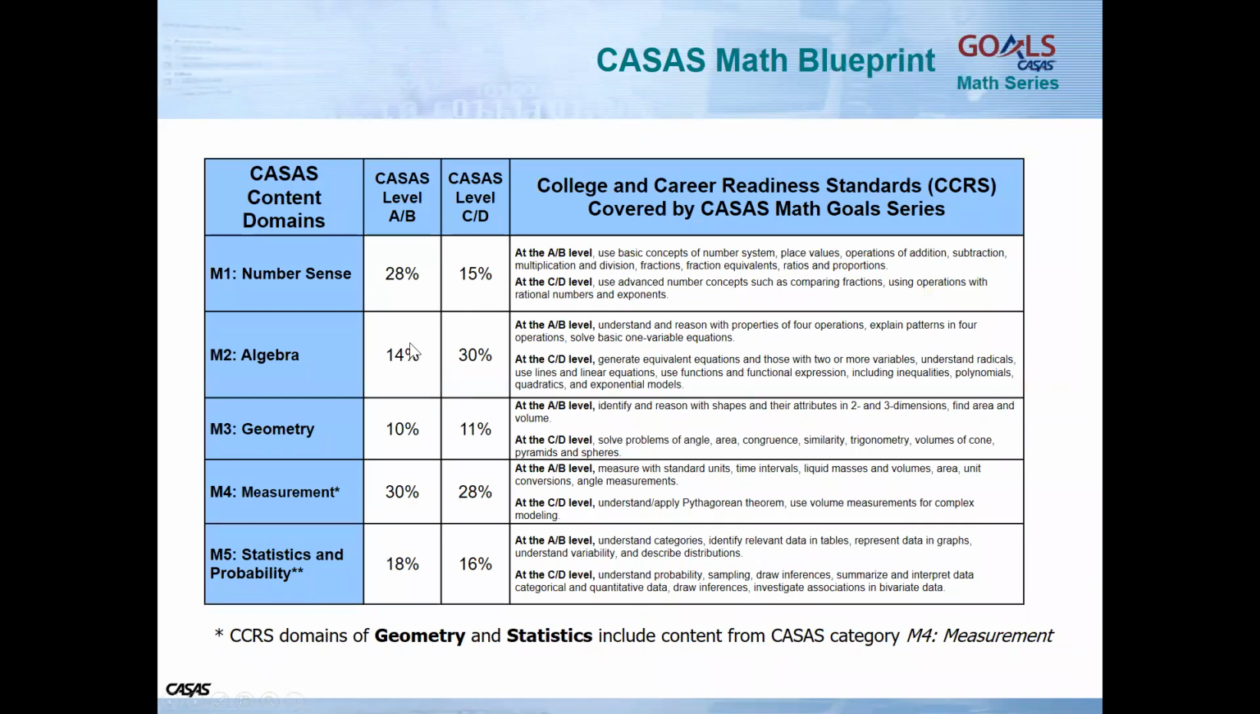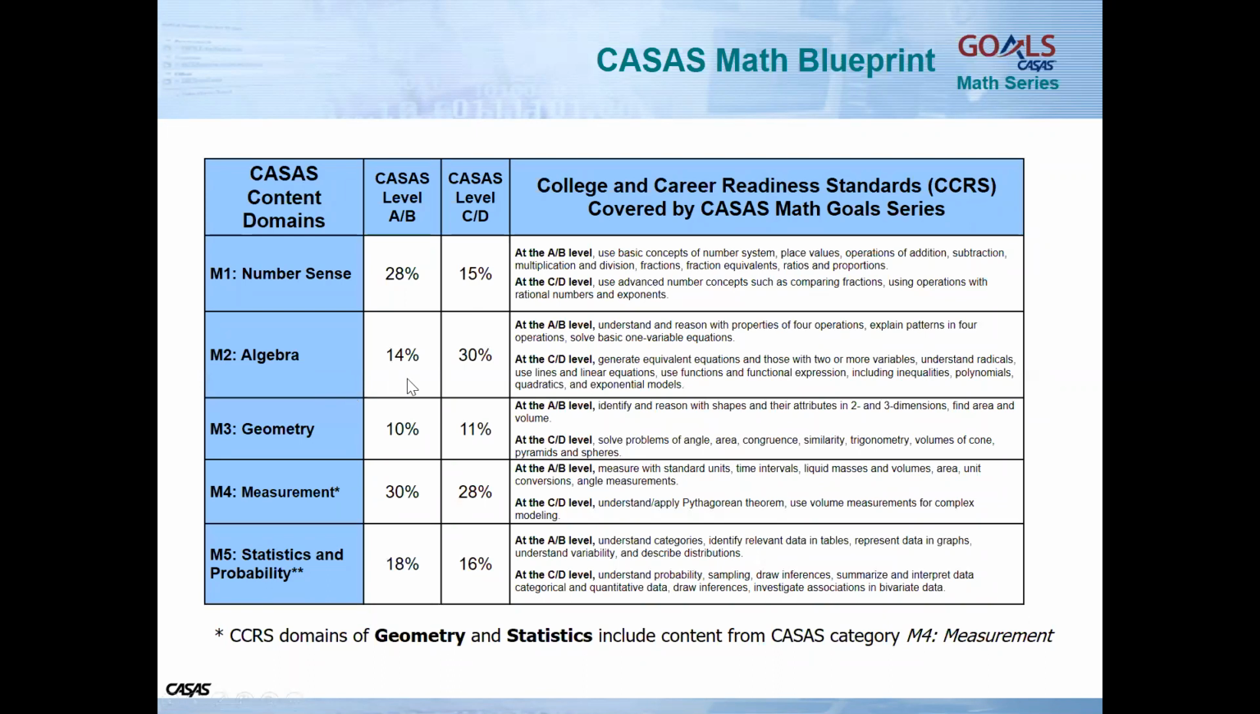This is a summary of how the CCR math standards are covered in terms of the CASAS content domains, the 5 domains, on the 2 different levels, AB and CD. So number sense: 28% of the AB test is addressing number sense, while only 15% at the higher level, and that's to be expected. At the higher level, you have less focus on number sense.